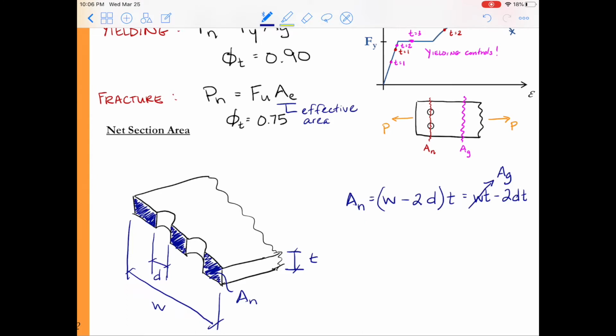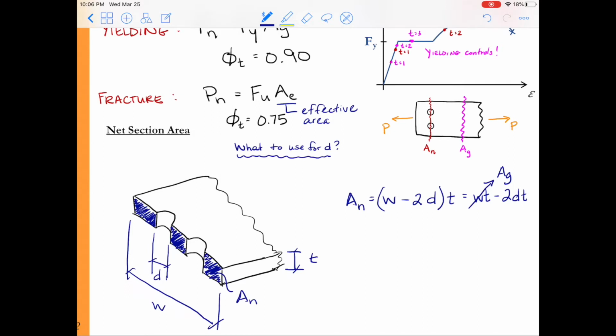It's not too difficult for plate members, but when we start working with W sections or channel sections or angles, it's a lot easier to take the gross cross-sectional area and then subtract out the differences, since we'll be able to pull that gross cross-sectional area from the manual. Now the big question is, what do we need to use for D? So we have a few options, right?